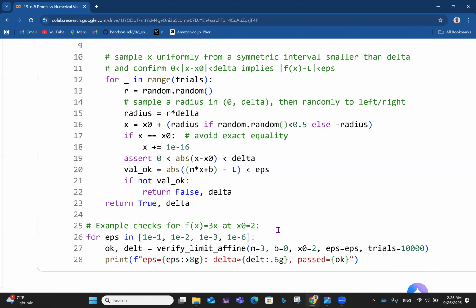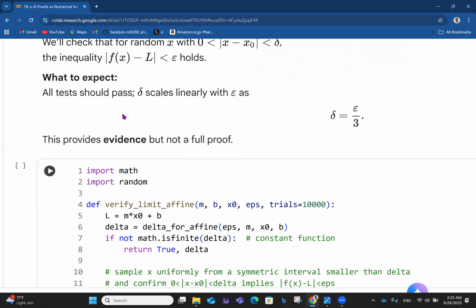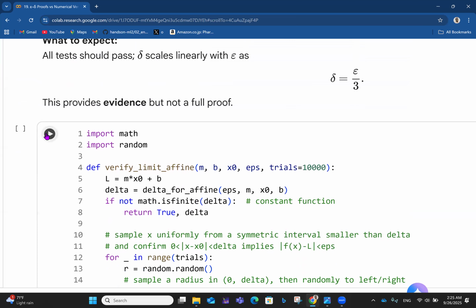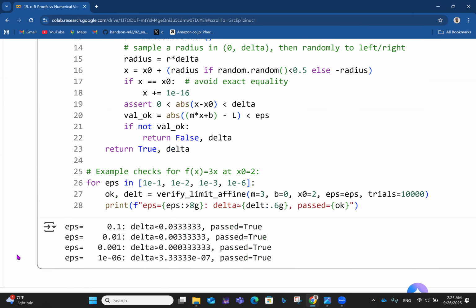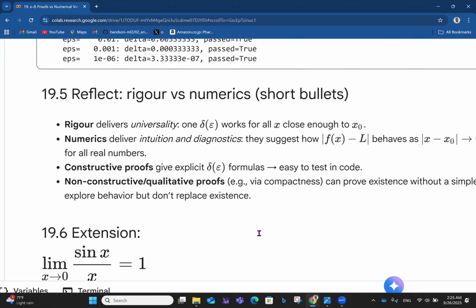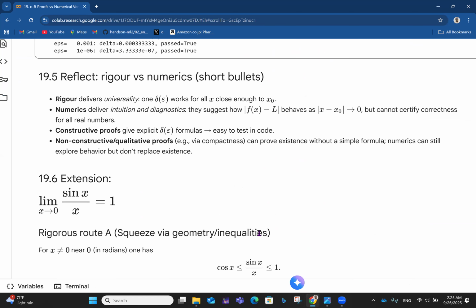By the time we do the test, we want to see if the tests are passed. We already saw before that we should expect all tests to pass, given the conditions. So we run that now, and you see below, for all the epsilon values, we have 0.00333, and all the tests are passed here. So that means all the conditions are met in that regard. We can also reflect on rigor versus numerics in short bullets now.